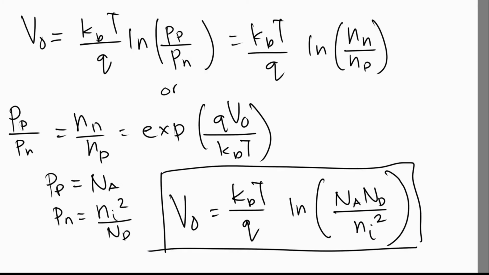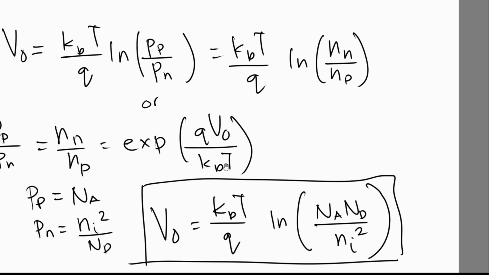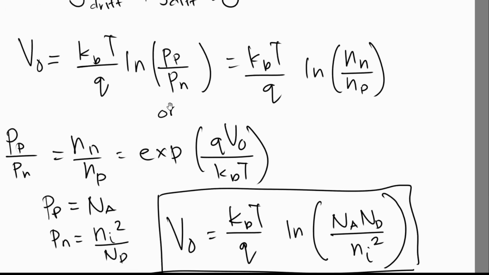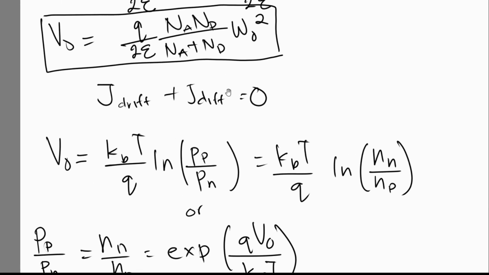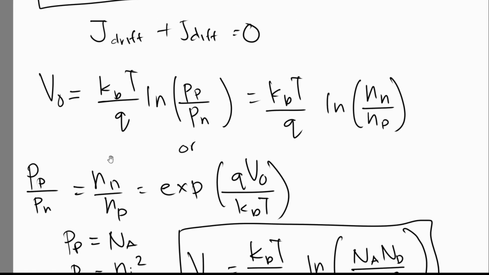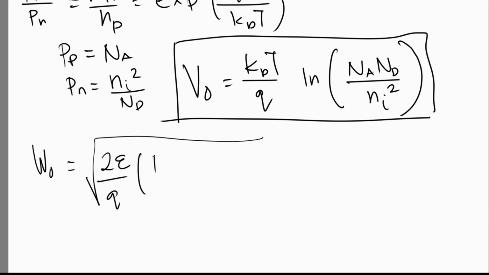From our two expressions of V naught, we have V naught as a function of the depletion width, W naught squared, and we have V naught as a function of the concentrations Na, Nd, Ni squared. From these expressions, we can then get an expression for our depletion width. So combining both of them, first we manipulate this one, we isolate W naught on one side. We will get W naught is equal to the square root of 2 epsilon over Q, Na plus Nd over Na Nd, V naught.